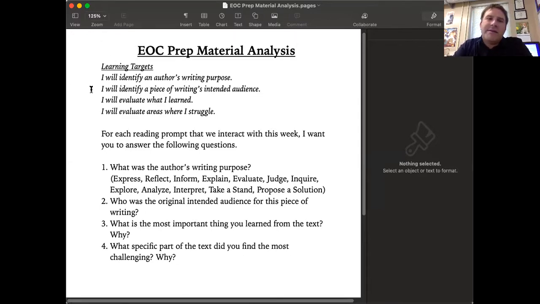The learning targets for this are, and usually I'll have the class repeat them after me: I will identify an author's writing purpose. I will identify a piece of writing's intended audience. I will evaluate what I have learned, and I will evaluate areas where I struggle.